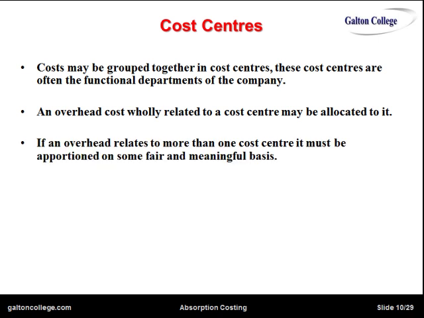If an overhead relates to more than one cost center, it must be apportioned on some fair and meaningful basis. So if an overhead relates to two or more cost centers, then it must be broken up so that each cost center shoulders the burden accurately and fairly. And therefore the costs of the cost centers, the cost of production, let's say, or the cost of some activity within the cost center, accurately reflects the true cost of production.